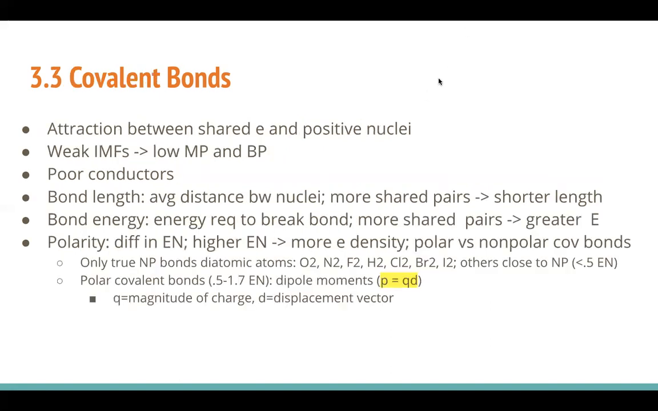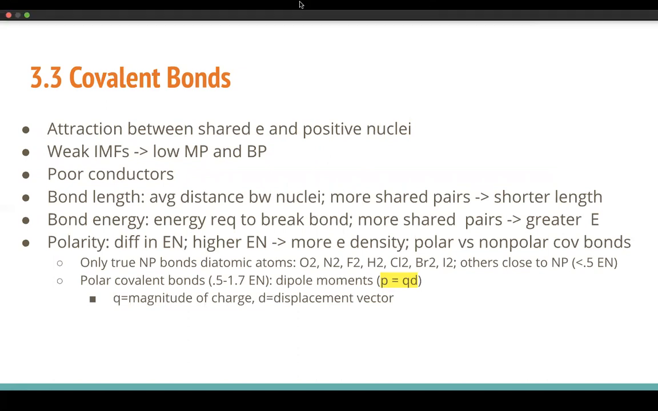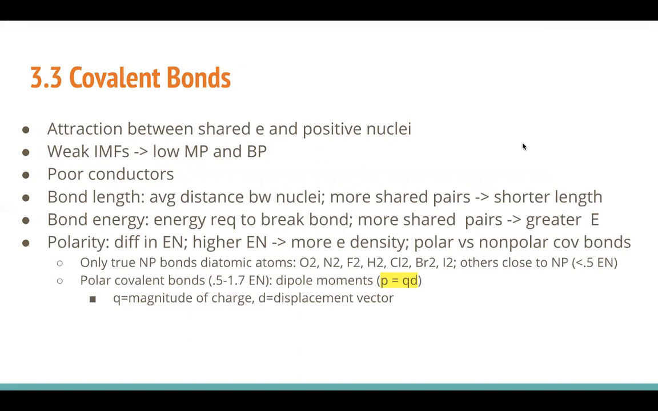And so covalent bonds are what's actually most important for the MCAT. And so covalent bonds have attractions between shared electrons and the positive nuclei. So they have weaker intermolecular forces, and so that's why they have a low melting point and boiling point. So they're just weaker than ionic bonds. And because the electrons aren't free to move in these bonds, they're poor conductors of heat and electricity.